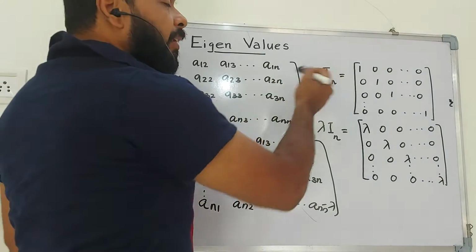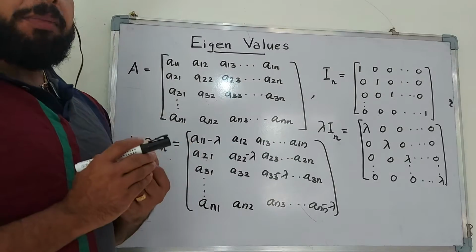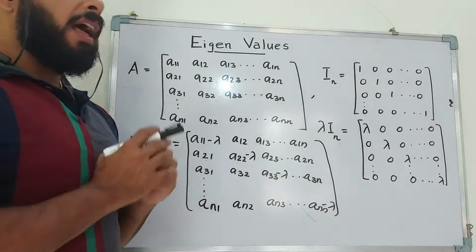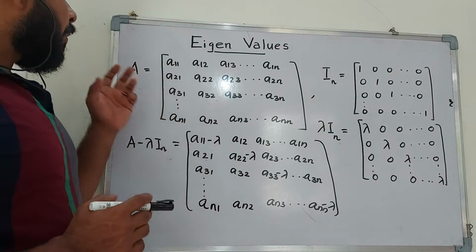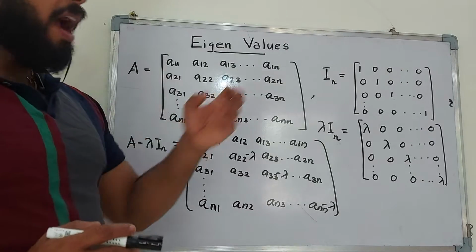Consider an identity matrix of the same order, In. We generally write I, but here we write In to specify that the order is n. If it is written as I, then assume that it is an identity matrix, a square matrix of order n.